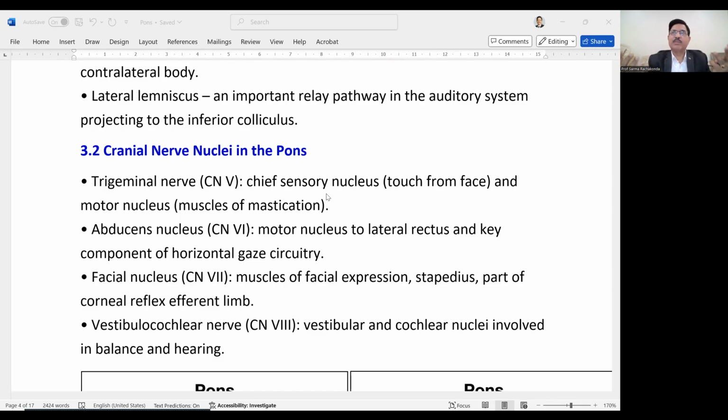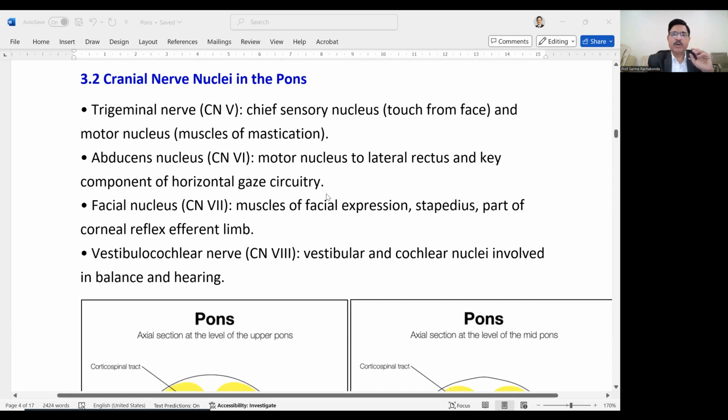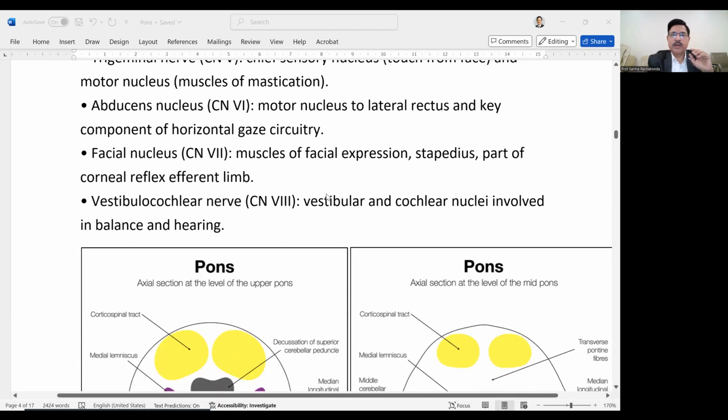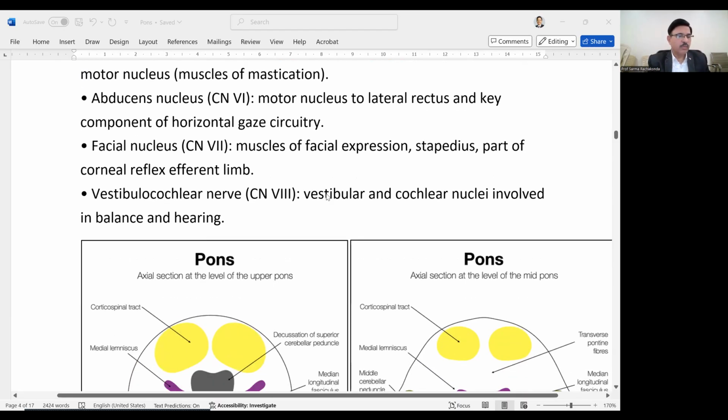It has got 3 components: ophthalmic, maxillary, and mandibular. The facial nucleus has got facial expression, the nerve to stapedius, and also the corneal reflex efferent limb. The orbicularis oculi, orbicularis oris and the platysma muscles, all these things are supplied by those. The vestibulocochlear nucleus, both vestibular and cochlear nuclei, are involved.